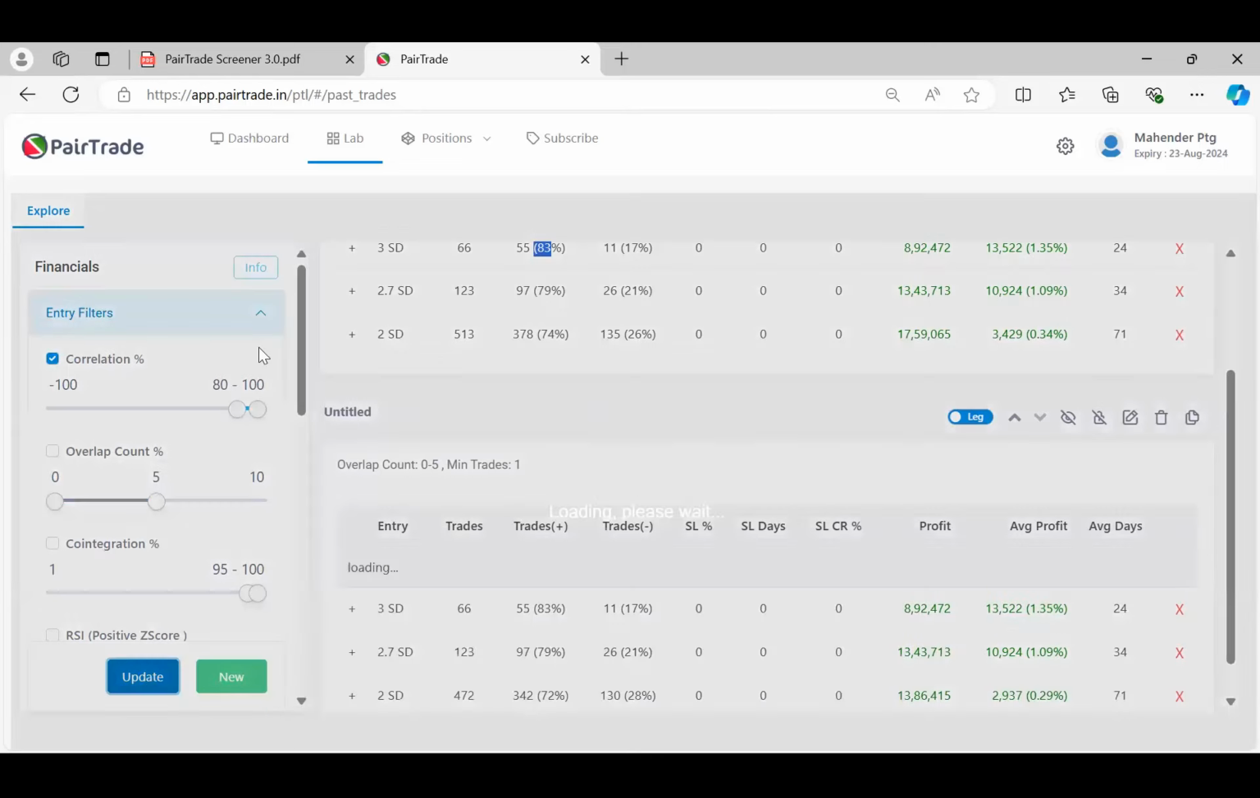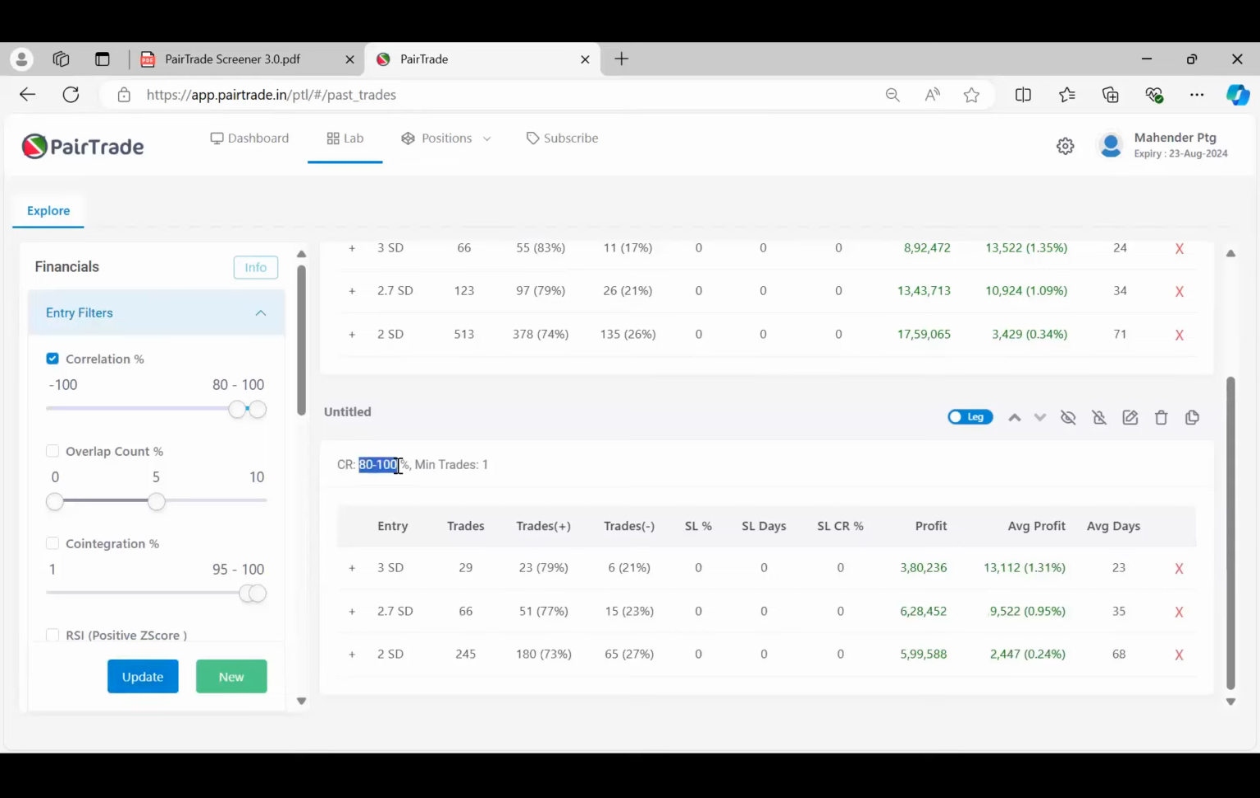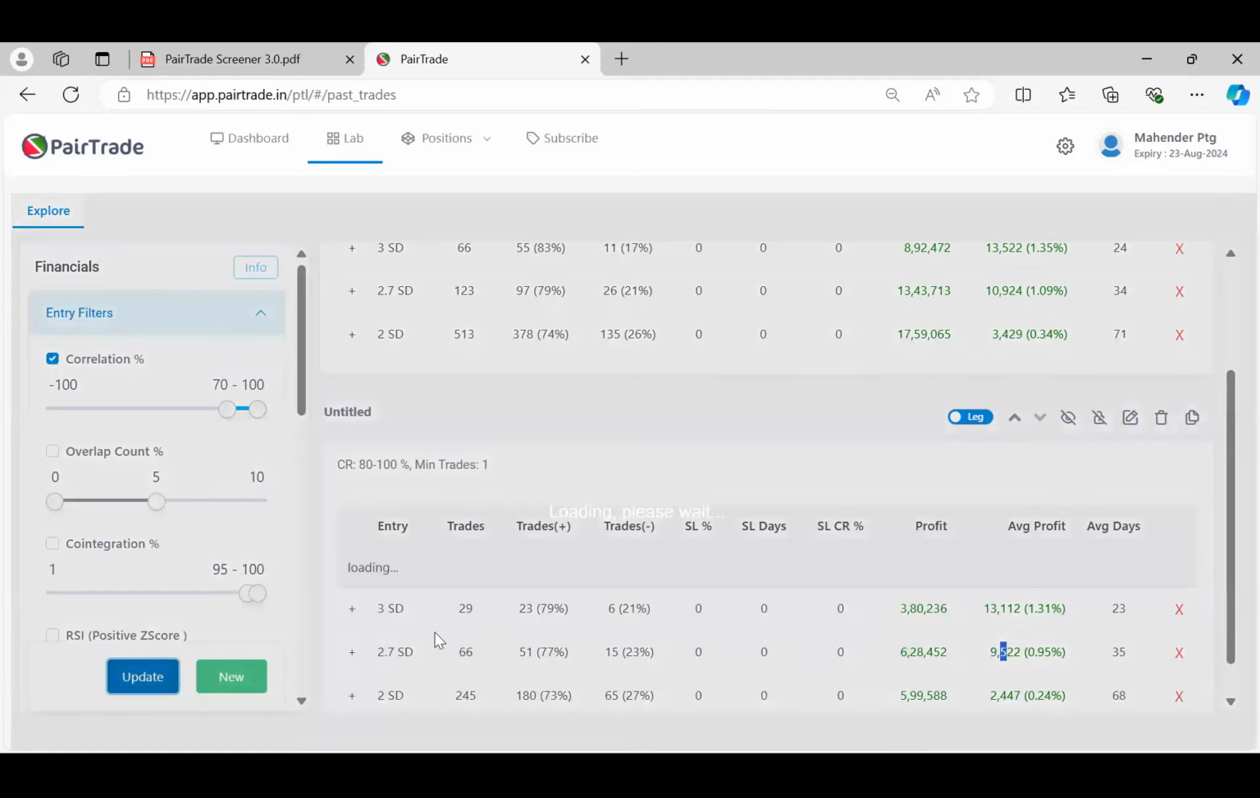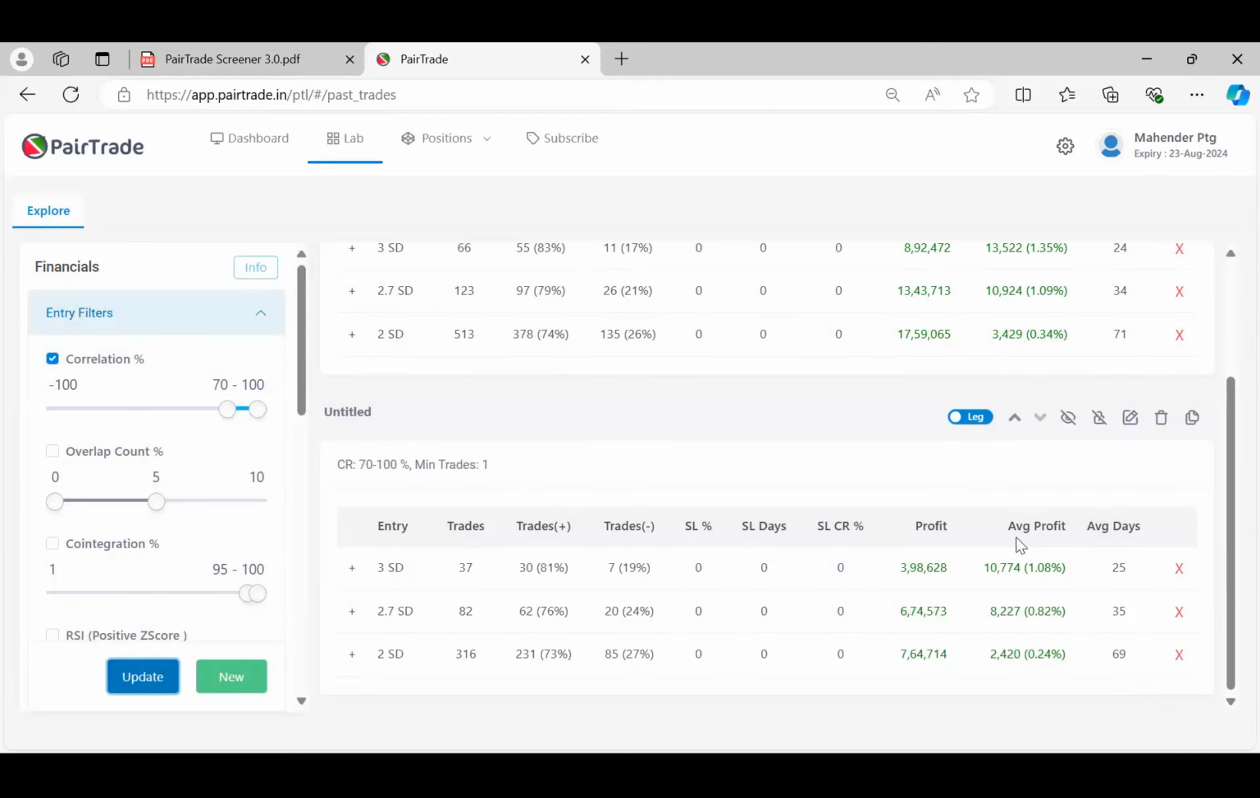I'll say update. So the correlation filter we are taking is 80 to 100. And if we compare here, the number of trades obviously will come down and there are not great returns here. Now let me see by changing it to 70 to 100, will it make any difference? No, not much. What I'll do is go reverse. Instead of 70 to 100, if I say minus 100 to 70, what would be the effect?